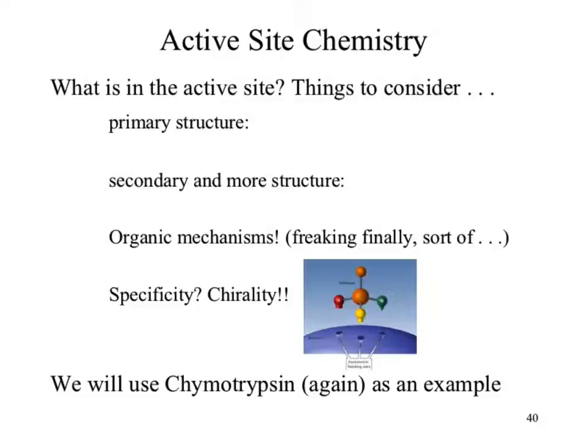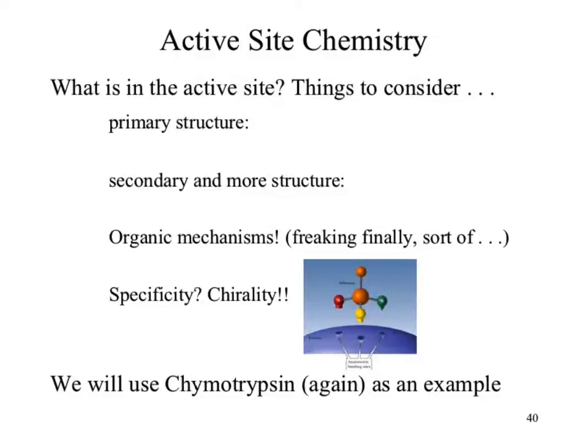Active site chemistry. What's going on at the active site? So number one, we've got our primary structure, the sequence of amino acids. What are the intermolecular forces coming off of those amino acids? How do those affect how the substrate can bind? Secondary, and larger structures.